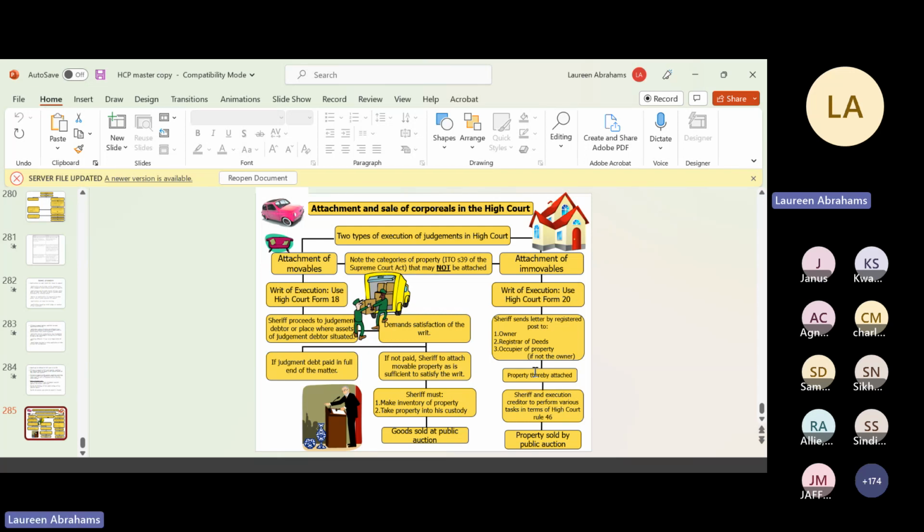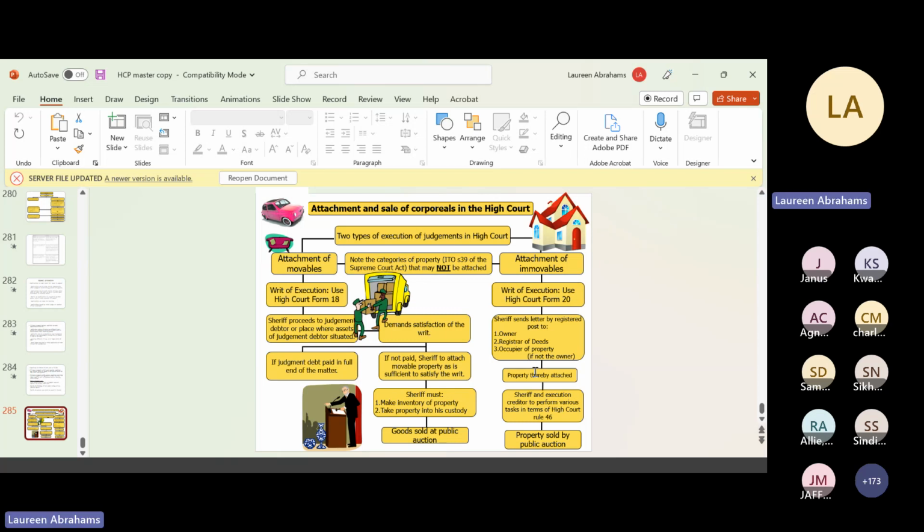Now, those of you who have seen the values that the sheriff gives the property that they attach, it is far, in my opinion, far less than the value that the property is. But the sheriff will attach, he makes an inventory of the property and he takes the property into his custody. The goods are then sold at a public auction and the proceeds then go to the judgment creditor to cover the debt. If there's any change, the change goes to the judgment debtor. If there's a shortfall, if the monies that are raised at the public auction don't cover the judgment debt, then the judgment debtor still owes that money. So if the whole judgment debt is not satisfied, if it was for 1,000 rand and they only raised 400 rand, then he still owes the 600 rand to the judgment creditor.